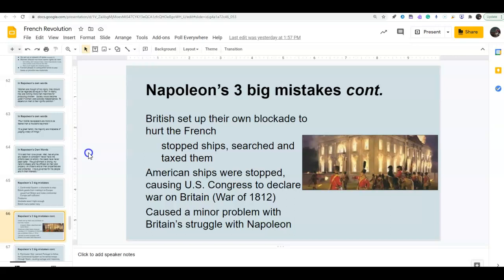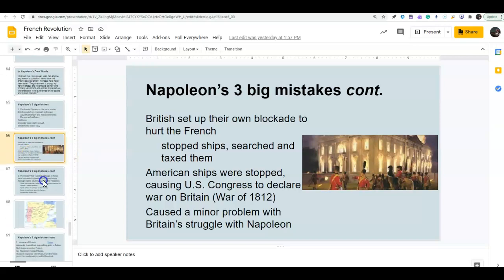So the British had actually set up their own blockade, and they stopped American ships that were heading to France. They searched them, and then they taxed them. Well, this actually led to the War of 1812. So Napoleon's continental system actually started the War of 1812 between America and Great Britain. Some people call this the Second War for Independence. Didn't last very long. The United States, of course, ended up winning that one.